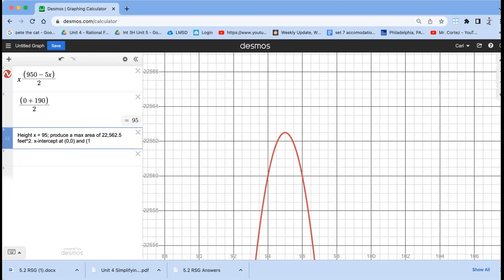And 90, 0. So the halfway point between the two, like we said, is 95. So it occurs when x is 95. Hope this helps for this one.